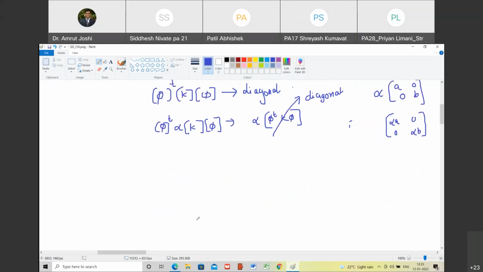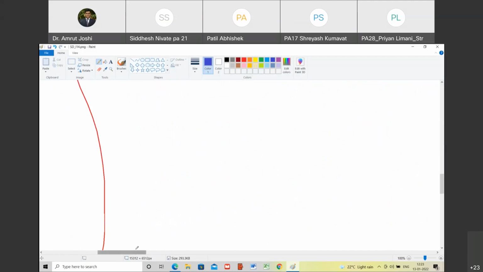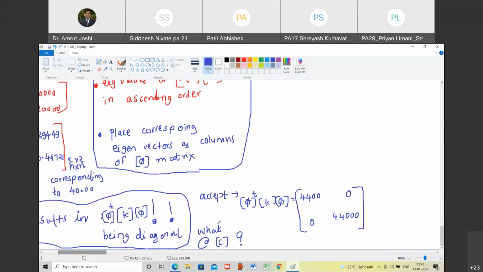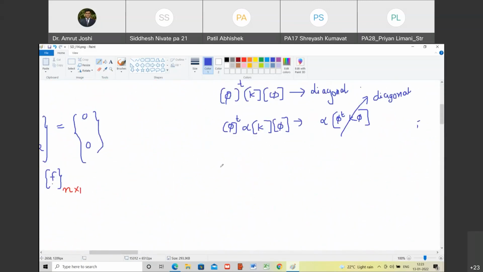Yes, sir. So if I choose damping in such a fashion that it is stiffness proportional, the transformation phi that diagonalizes the K matrix will also diagonalize the C matrix. Do you agree with me? Yes, sir. Now, in this particular case, as our damping is stiffness proportional, therefore phi also diagonalizes C. Do you agree with me? Yes, sir.